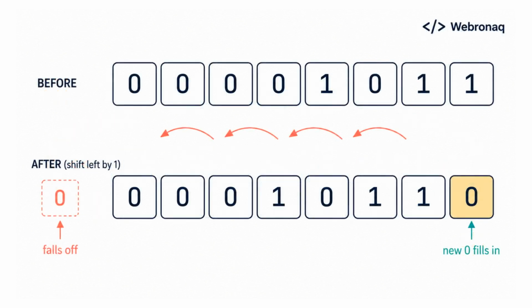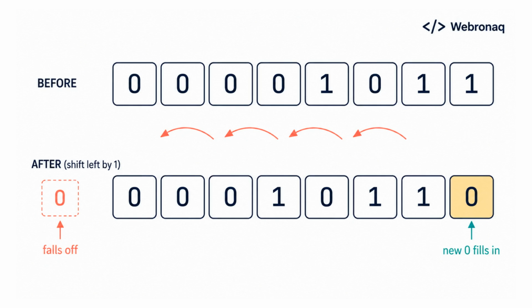All right, let me show you exactly what shifting means. Look at the top row. That's our starting number in binary, 0000 1011. Now, when we shift left by 1, every single bit slides one position to the left. The bit on the far left edge falls off and disappears. And on the right side, where there's now an empty spot, a fresh 0 comes in to fill the gap. That's the whole mechanic. Bits move, the edge bit drops, and a 0 fills in behind.